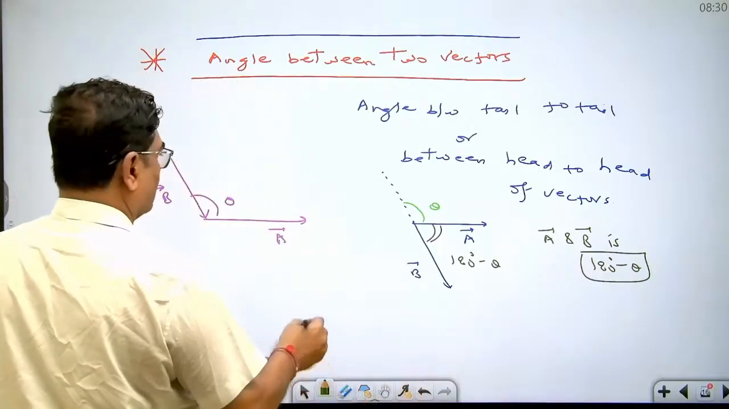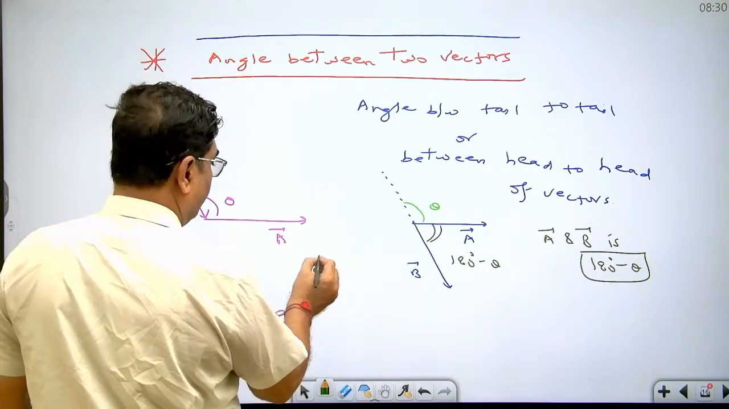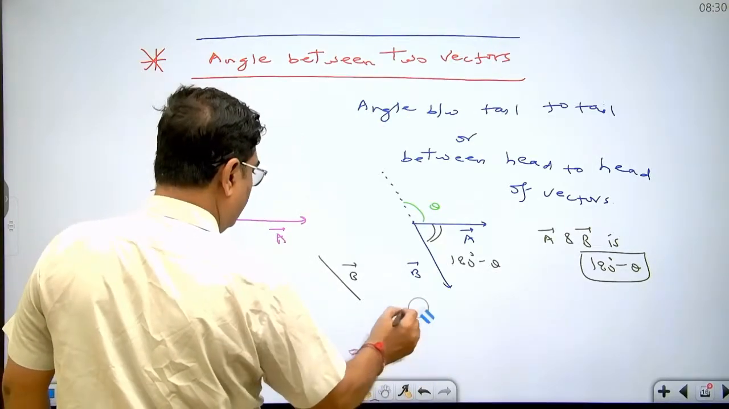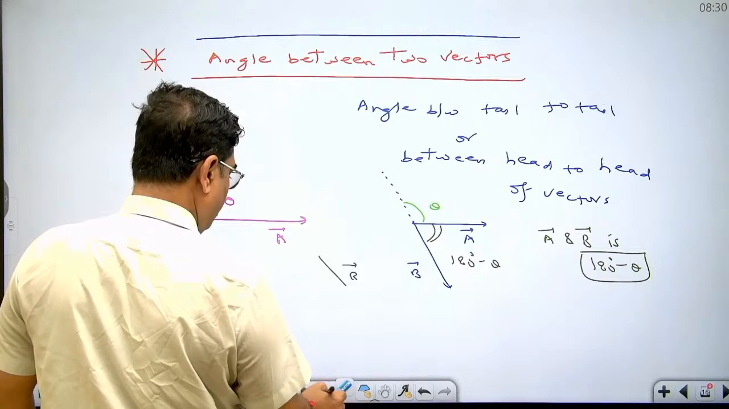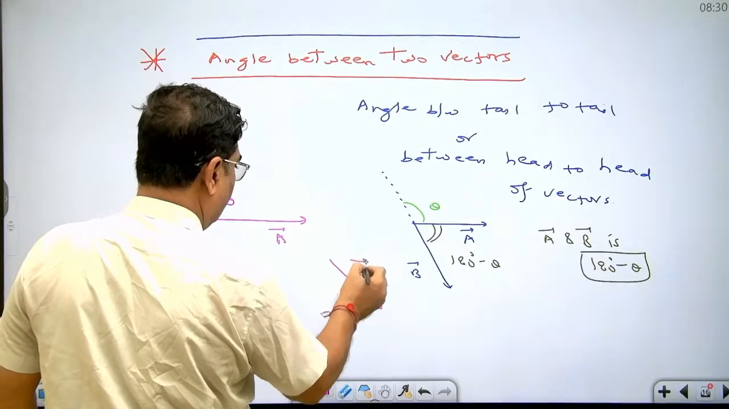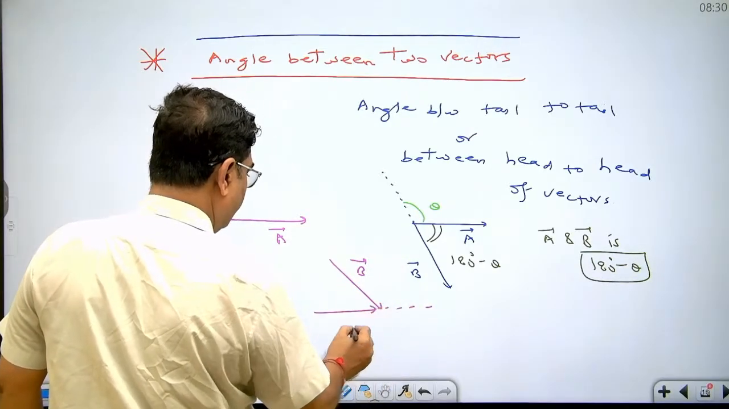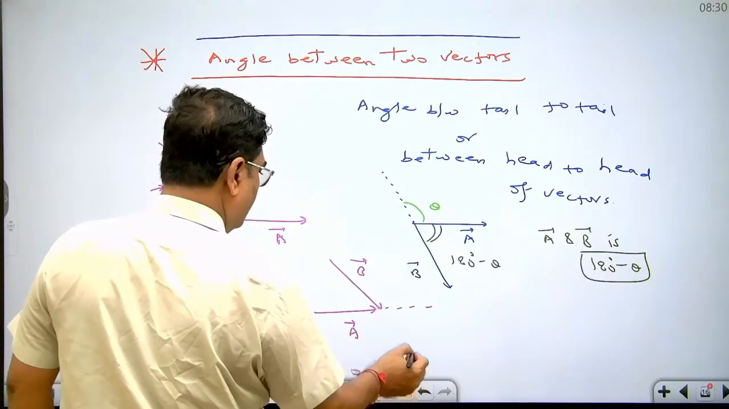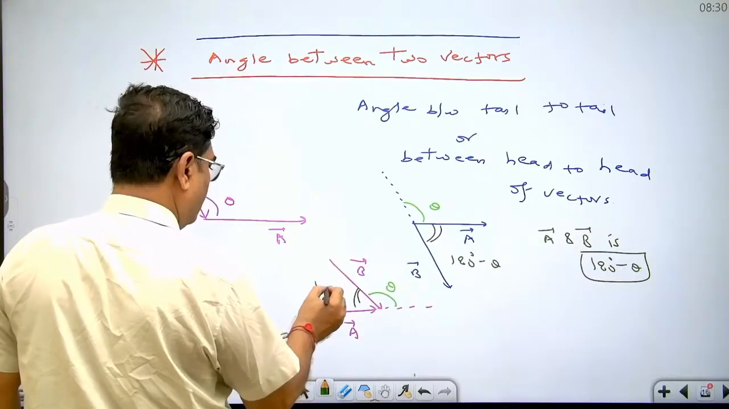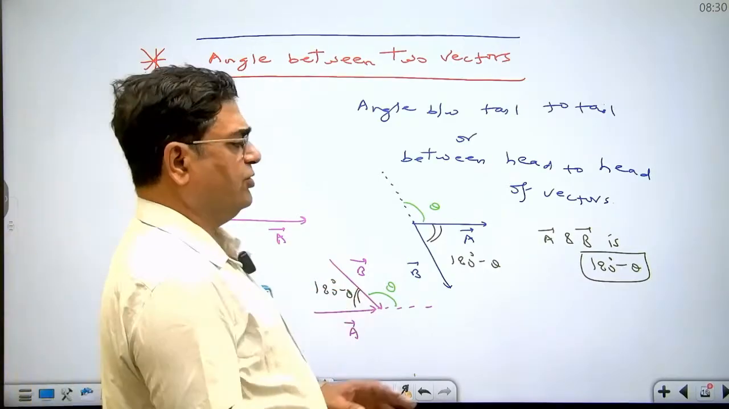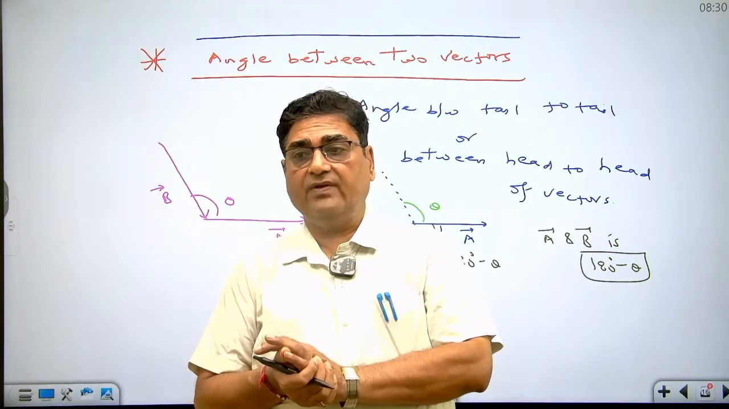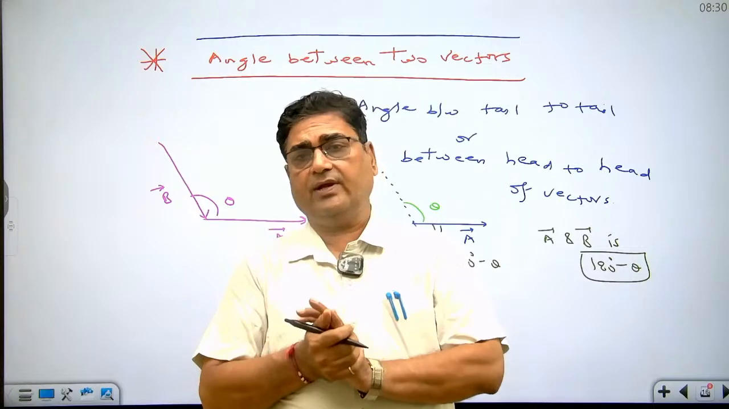Or you can find it like this also. Keep vector B here. Now shift vector A. Since this angle was theta, this angle will become 180 minus theta. So you can find the angle between any two vectors, either between tail to tail of the vectors or between head to head of the vectors.